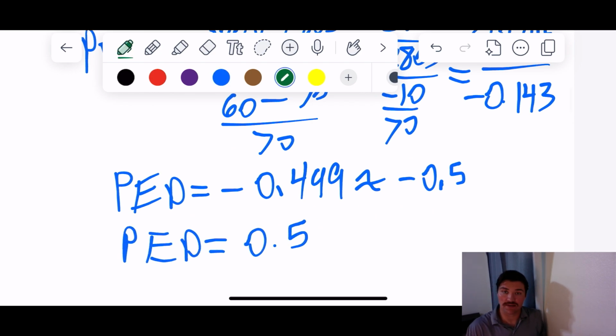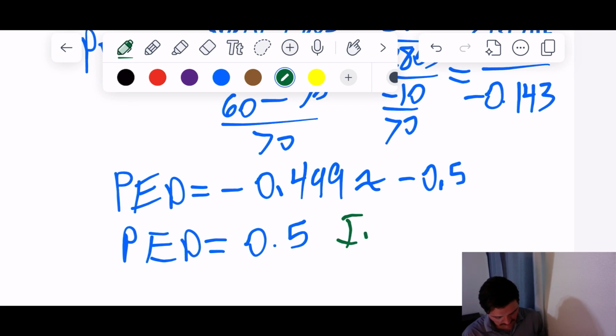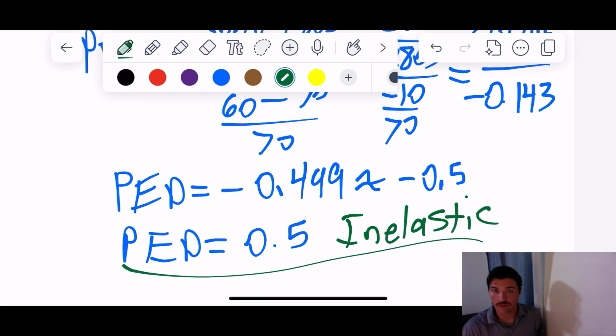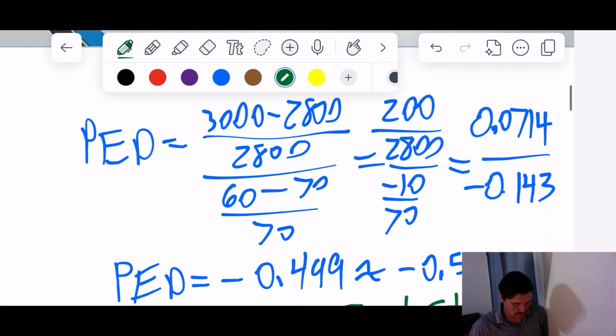So what kind of good is this? Is this elastic, greater than 1, unit equal to 1, or inelastic, less than 1? Well, as you can see here, it is 0 point something, so that is inelastic. All right, so that's how we do it. All right, here's another one.